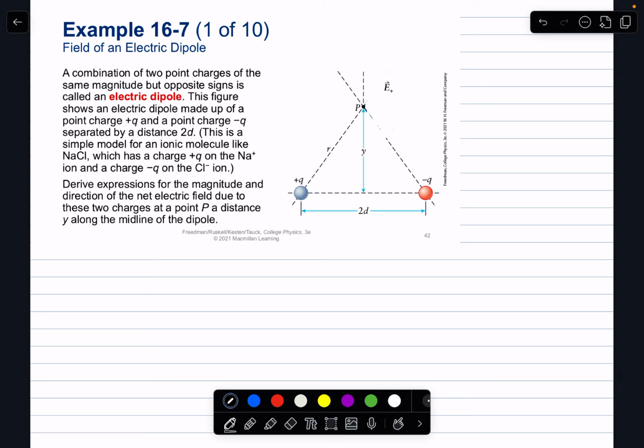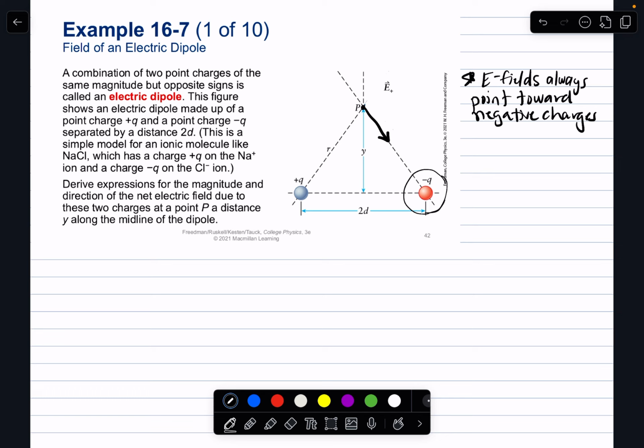All right, let's start with negative Q. Negative Q is producing an electric field. We want to know the direction of that electric field at point P right here. The rule is that electric fields, E fields, always point toward negative charges. So the electric field direction would point on a straight line path directly toward the negative charge, starting at point P.